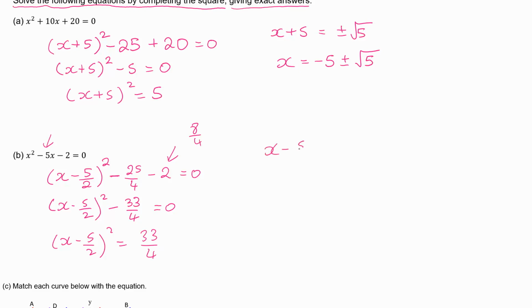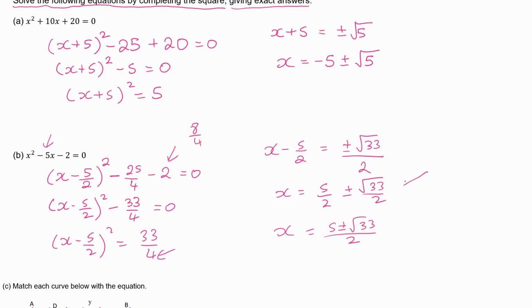And that means that x minus 5 over 2 would be equal to plus or minus the square root of 33 over the square root of 4, which of course is 2. So x is going to be 5 over 2 plus or minus root 33 over 2. And we could tidy that to 5 plus or minus root 33 over 2, although I'll accept that as the answer.